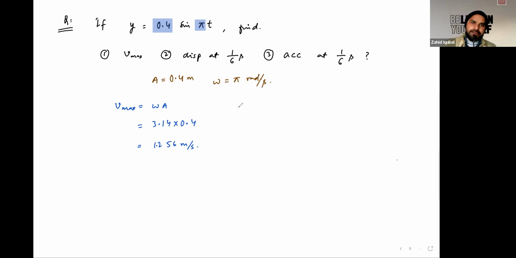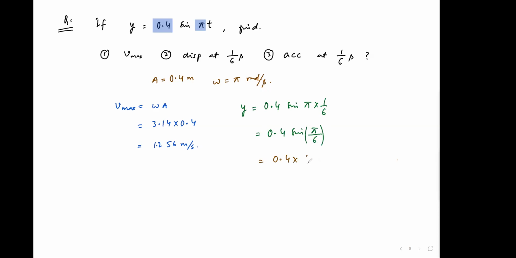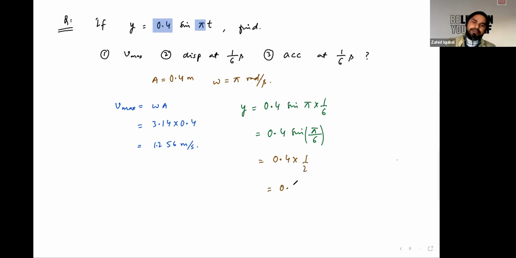Next, we have to calculate displacement at 1/6 of a second. So according to the formula, y is equals to 0.4 times sine pi t, and t we have 1/6 of a second. So it will become 0.4 sine pi by 6. It means sine of 30 degree. Hamza, sine 30 degree is equals to? The 1/2. Good. So it will become 0.2 meter.